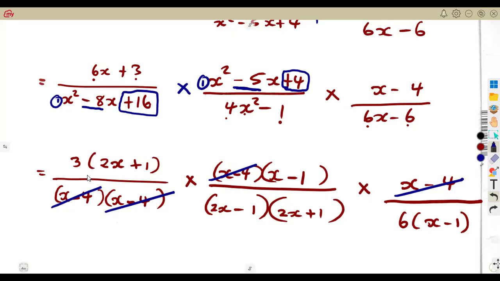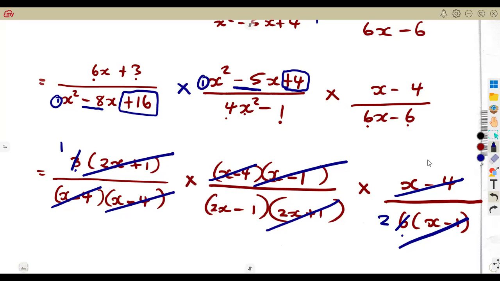In the numerator, we've got 2x plus 1. In the denominator, we've got 2x plus 1. We can cancel. In the numerator, we've got x minus 1, and in the denominator, we've got x minus 1. We can cancel. In terms of the numbers, there is a 3. There is a 6. So we can reduce this one. 3 into 3, that is 1. 3 into 6, that's a 2.